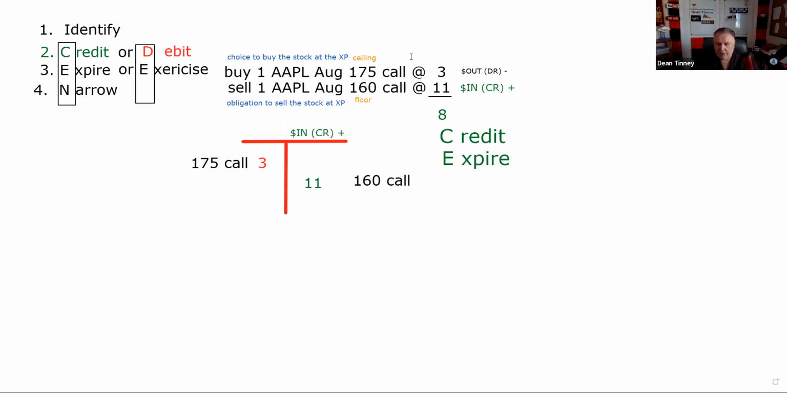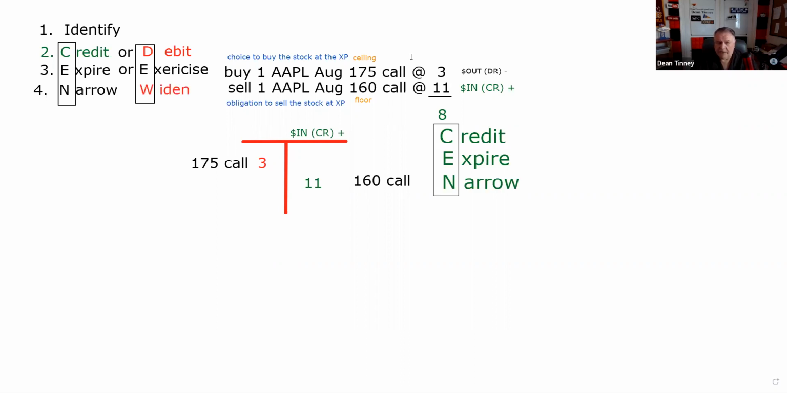We need the difference in the premiums to get smaller. We established it for net in 8. Net in 8, right? So we're going to go credit, expire, narrow, or debit, exercise, widen.